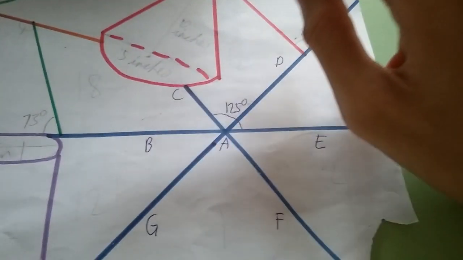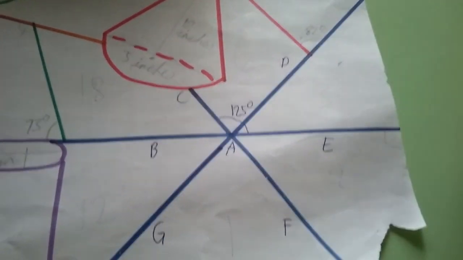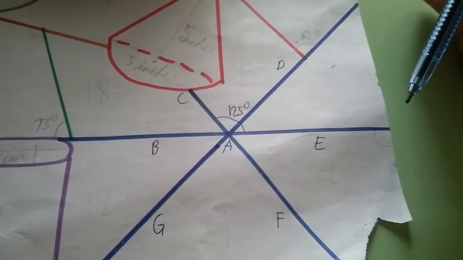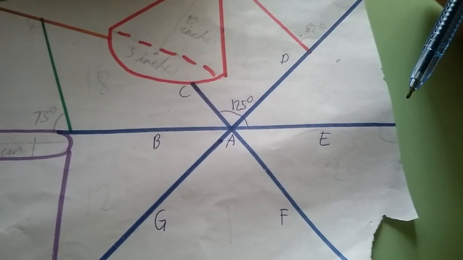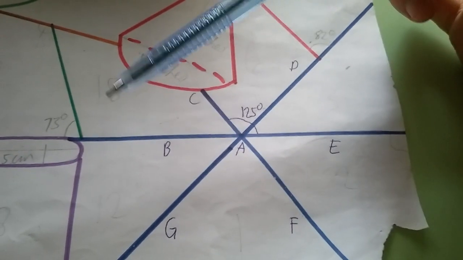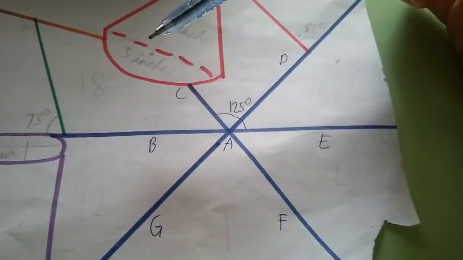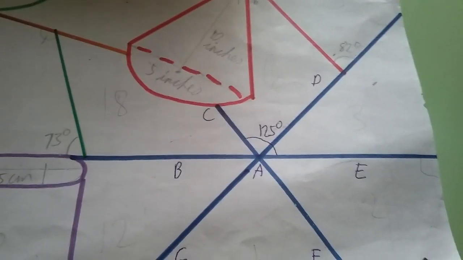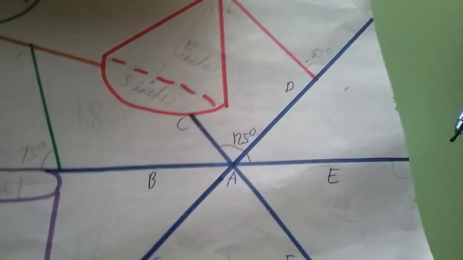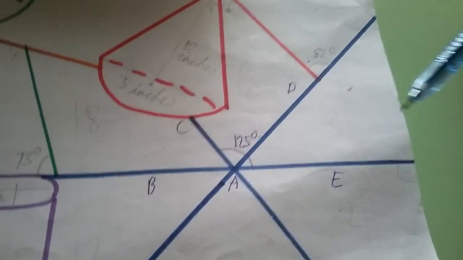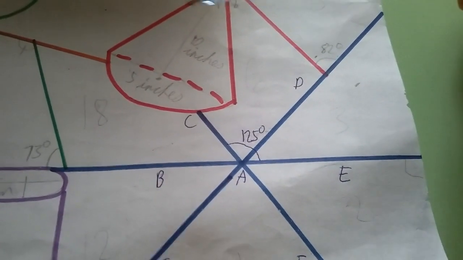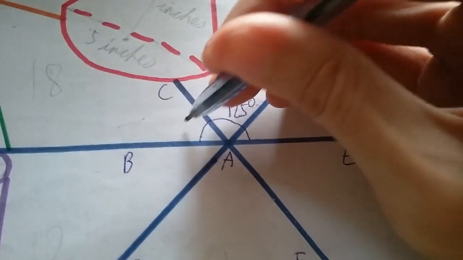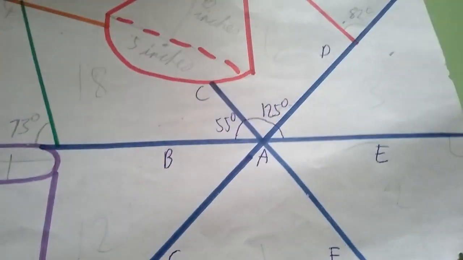So let's start. First, remember that angle CAE measures 125 degrees. So how do we find the vertical? We know that angle BAC and angle CAE are supplementary angles, which means that when you sum these angles up together, they add up to 180 degrees. So we need to apply the supplement. So 180 minus 125 equals 55 degrees. So therefore, this angle must measure 55 degrees. Alright?